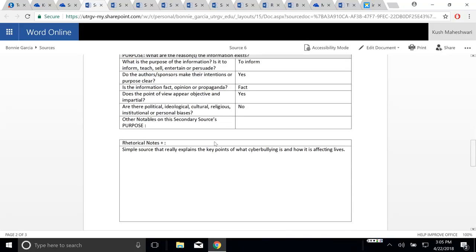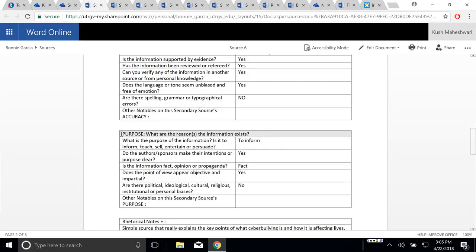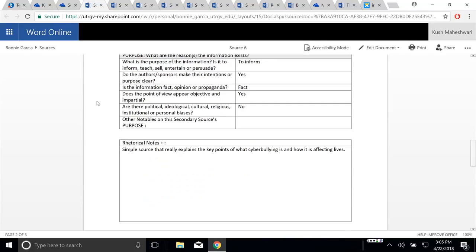And then purpose. Again, back to the cigarette example, are they trying to sell more cigarettes? Is that the reason that they're claiming that cigarettes actually aren't bad for you? Are they trying to convince you? Are they trying to lead you to buy something? Are they trying to make you believe something? So that's what this is for.